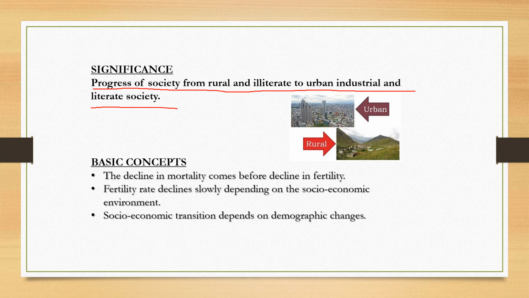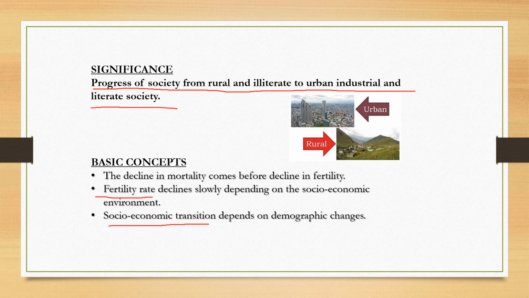Fertility rate declines slowly depending on the socio-economic environment. Socio-economic environment means the condition of society in terms of health, education, literacy. Socio-economic transition depends on demographic changes. That means demographic changes and socioeconomic conditions are related to each other. Which two factors? Socioeconomic environment and demographic changes.